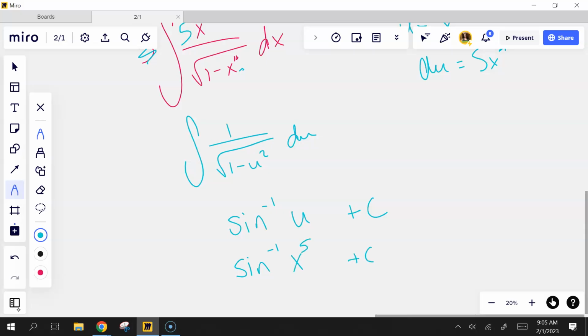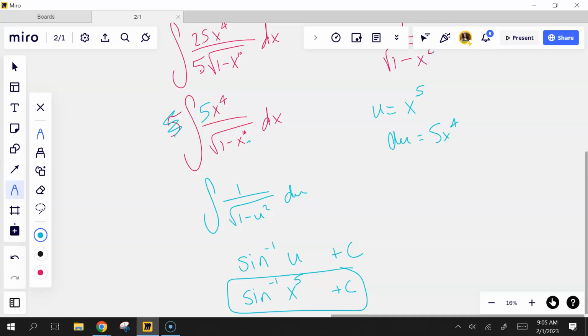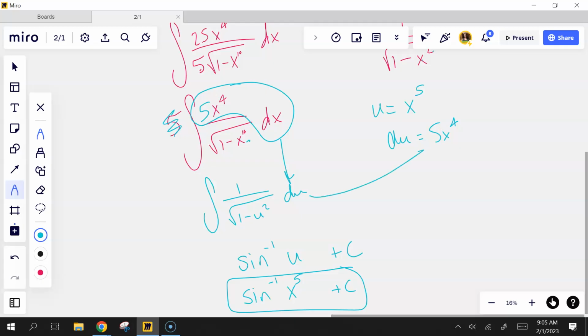Figure out what? Yeah, the 5 we cancel. So this was my, all that together makes up du. So if I do u squared, it is x to the 5th. If I square that, it becomes x to the 10th.